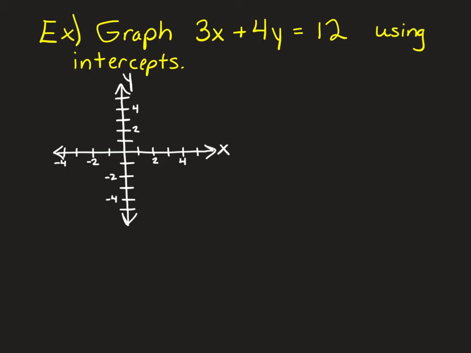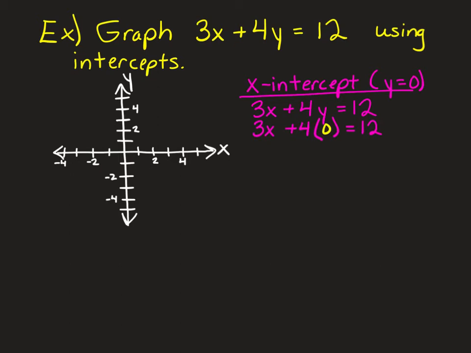So first, we're going to start with our x-intercept, where y is 0. So to find our x-intercept, we're going to write our equation and plug in 0 for y. Now we're going to simplify. In the step where we have 4 times 0, we get 0. Anytime you add 0, it doesn't change anything, so 3x + 0 is 3x. Then divide both sides by 3 to solve for x. So we get that x is 4.